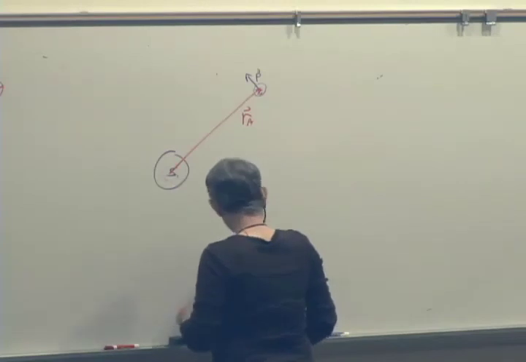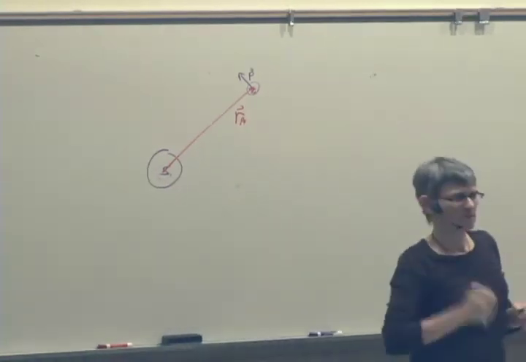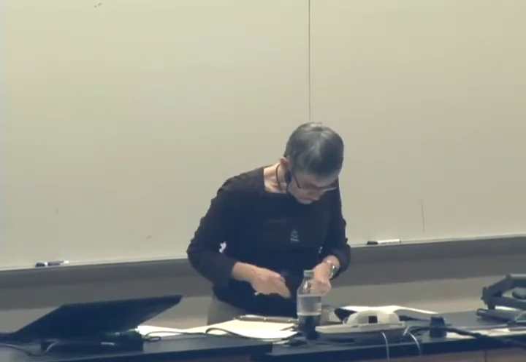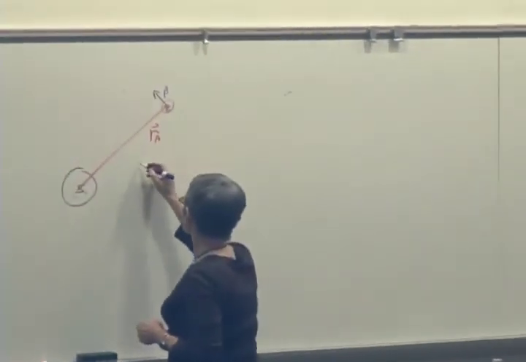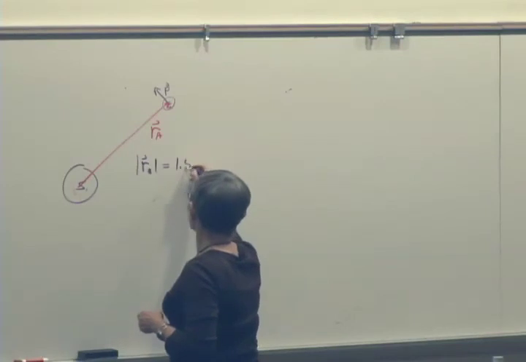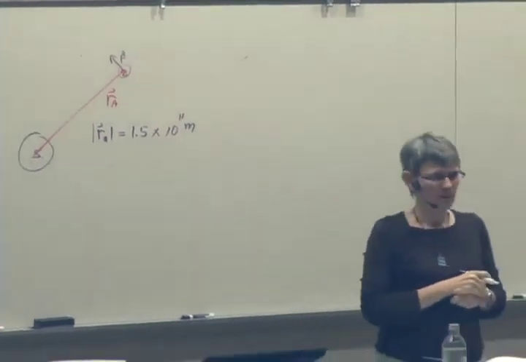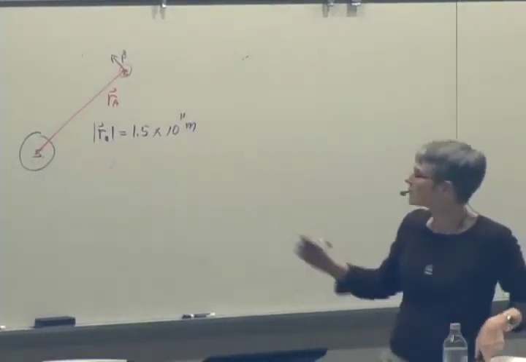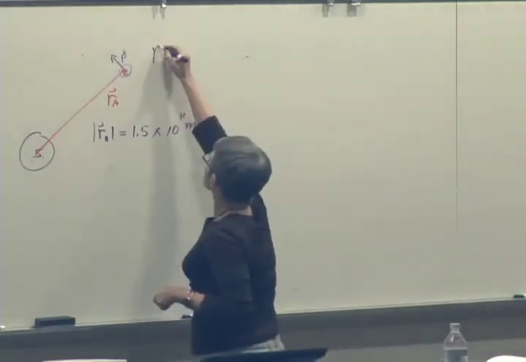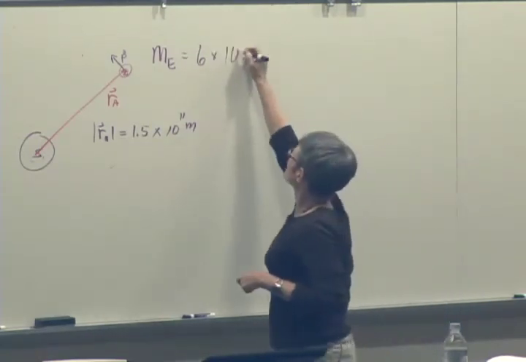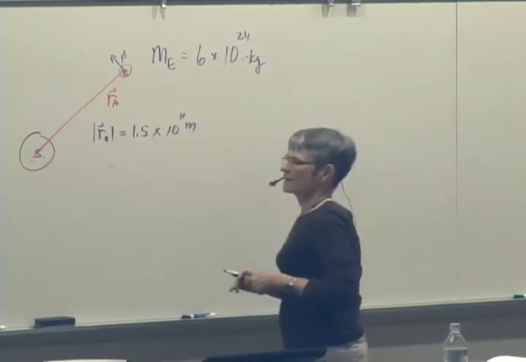Okay. So what do you want to know? Magnitude of r. Okay, what's the distance from the Earth to the Sun? It seems to be 1.5 times 10 to the 11 meters. What else do we need to know? Mass of the Earth. Okay, mass of the Earth is 6 times 10 to the 24 kilograms. Thank you. Okay, what else?